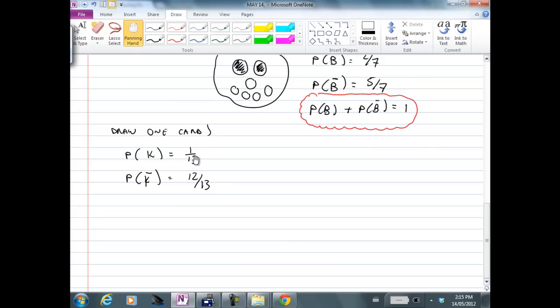Instead of doing 48 over all that nonsense, why don't we do this quicker? Remember, P(K) plus P(not K) equals 1. I know 1 in 13 is king, so 12 in 13 can't be king. I don't need to do 48 over 52, lowest terms, all this stuff. I use common sense. Because the probability of king is 4 in 52, lowest terms is 1 in 13. Okay?